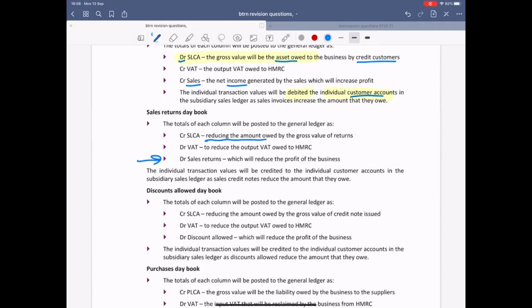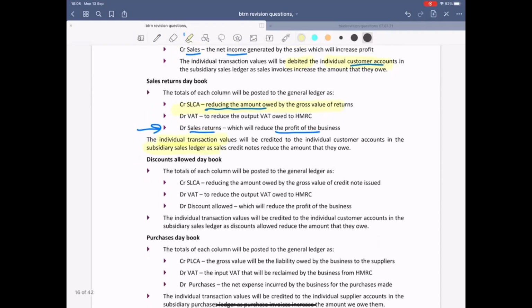We don't owe that to them, so we can reduce our liability to them, and then record the sales returns, which will reduce the profit of the business. Again, like we said, anything that we do in our control account, we're going to do the same into the actual subsidiary sales ledger account.